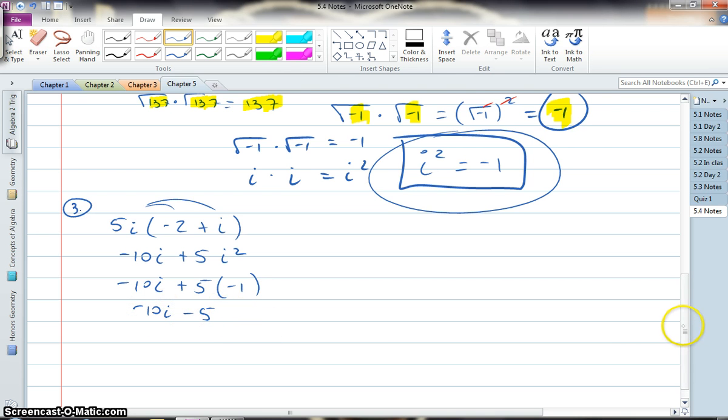Now, you have to be in standard form when you're writing this. So our real part comes first, and our imaginary part comes second. And we always write our solution in that order.